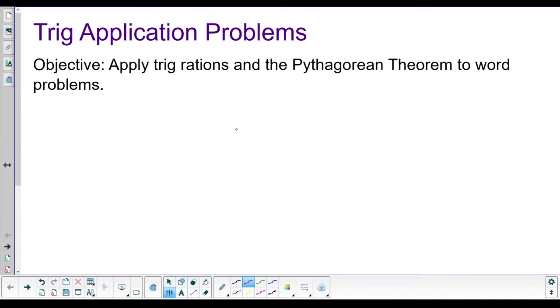But anyway, I digress. We're going to talk about some application problems. Pay no mind to what you eat before bed. Yeah, word problems. We're going to do them. You're going to love them.